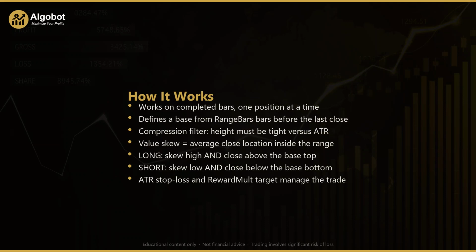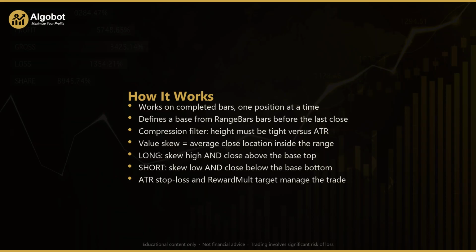Let's walk through the exact logic, step by step. The expert advisor works on completed bars only. On every new bar, it takes the bar that just closed and adds it to a rolling history buffer, then checks whether there's enough data to evaluate a setup. It also allows only one open position at a time under its magic number, so a new signal is ignored while a trade is already being managed.